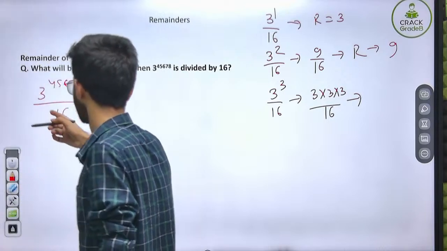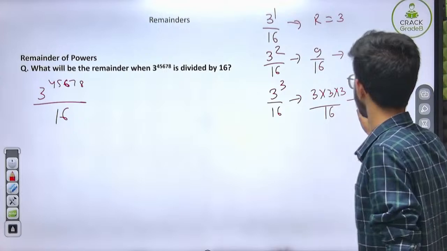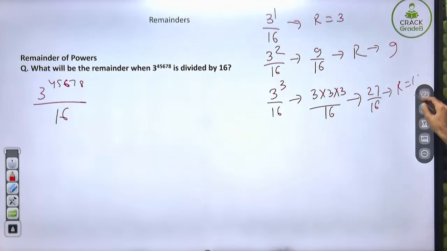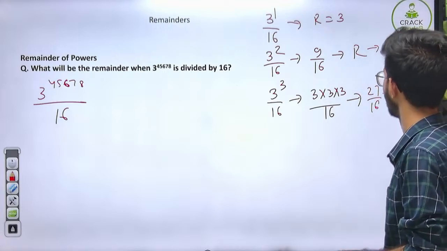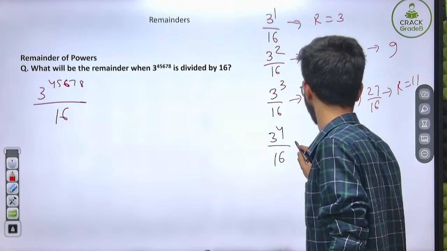You can't divide 3 by 16 anymore, right? That's why now 27 by 16, what will be the remainder? Remainder will be equal to 11. If you solve it further, 3 to the power 4 by 16.